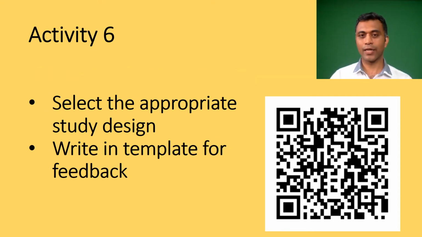Let us go to the next activity. Select the most appropriate study design for this research. Send the Word file after finishing the next part of activity 6. If you do not have the Word file, scan the QR code and access the Word file and follow the instructions. Pause the video now if you want to access the code.